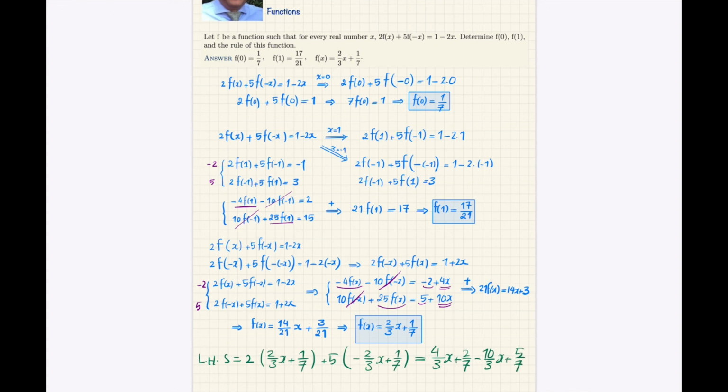And then what I get is 4 over 3x minus 10 over 3x becomes minus 6 over 3x, which is minus 2x. And then 2 over 7 plus 5 over 7 becomes 7 over 7, which is 1. But there is no difference between minus 2x plus 1 or 1 minus 2x. And that is exactly the right hand side. Okay, so that's also a way that you can test that what you got is indeed correct.